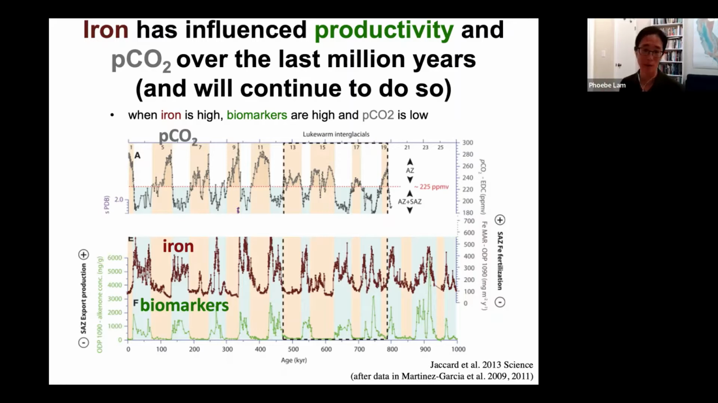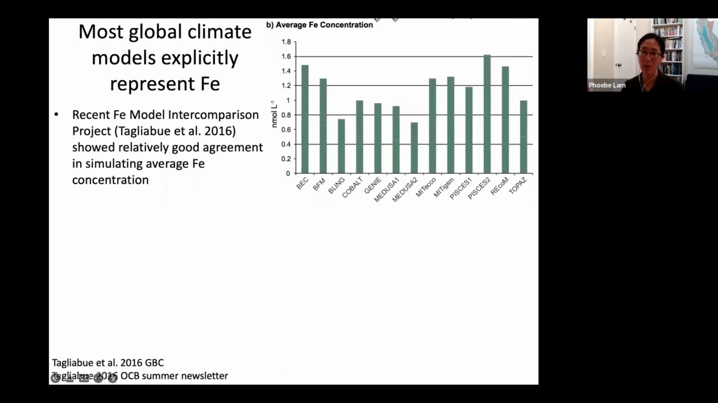There's this very strong correlation. And of course, correlation isn't causation, but there's a lot of reason to believe that there is a causal effect. There are feedbacks, but there is a causal effect. Iron causes more productivity. Productivity draws down CO2 in the atmosphere. So we need to care about iron. As a result, all climate models now have iron in their models because iron is such an important control on productivity for so much of the ocean that this has a global effect.